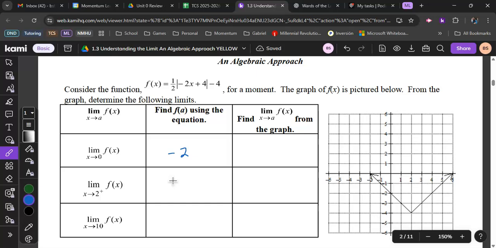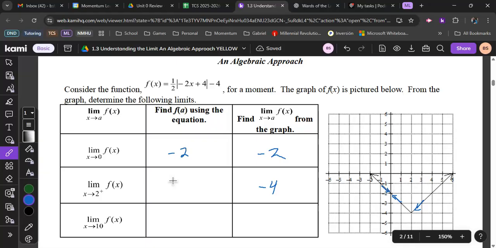Now what about from the graph if I take the limit? So as I approach 0 from both the left and right, look at that. I get negative 2. Amazing. What about if I approach 2 only from the right-hand side? Okay, what do you want to do, the graph first this time? So only from the right-hand side, we get to what? Negative 4. Let's plug it in here, make sure that's still true.